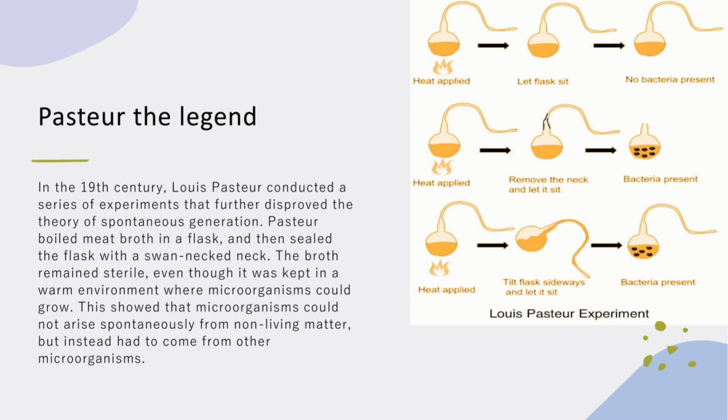In the 19th century, Louis Pasteur conducted a series of experiments that further disproved the theory of spontaneous generation. Pasteur boiled meat broth in a flask, and then sealed the flask with a swan-necked neck. The broth remained sterile, even though it was kept in a warm environment where microorganisms could grow. This showed that microorganisms could not arise spontaneously from non-living matter, but instead had to come from other microorganisms.